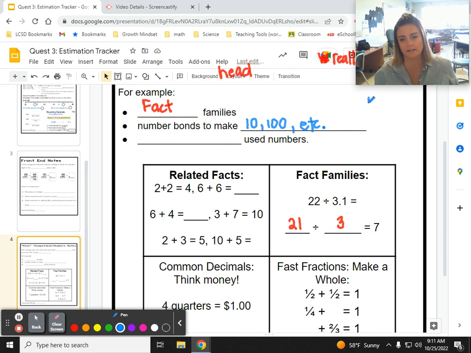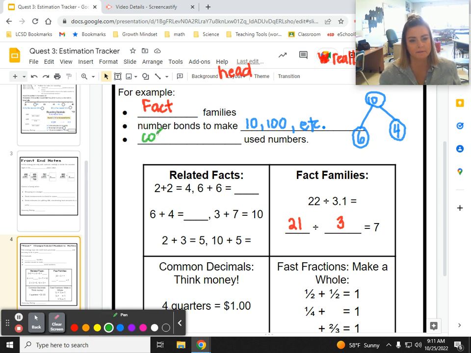Let's draw a number bond here. So here's 10. What are all the ways to make 10? For some reason, I go to 6 and 4 a lot. But if you know how to make 10 in a number bond in your head, that will help when you are adding. And lastly, let's do commonly used numbers.